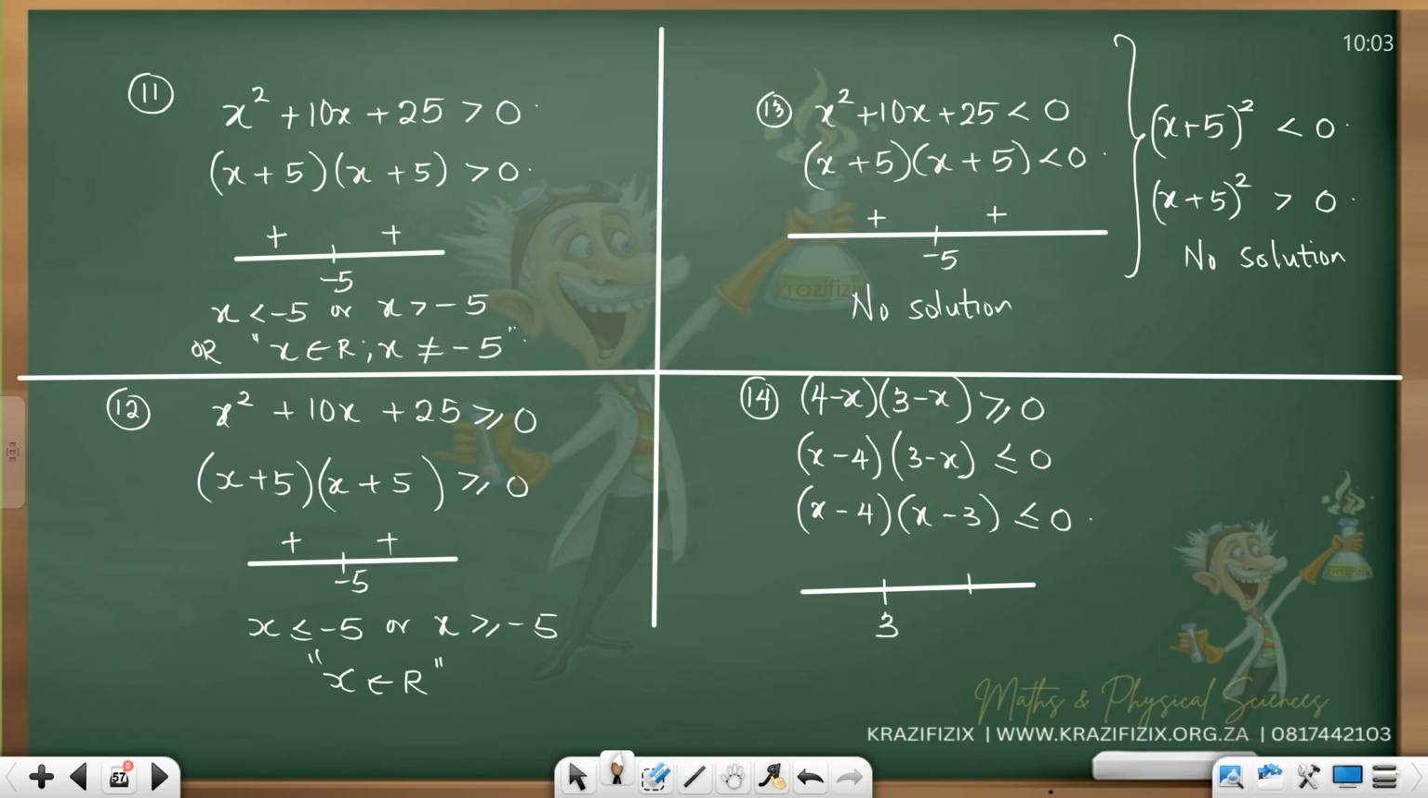Critical values, small critical value and big critical value, plus, minus, plus. Less than 0, we are looking at that point. 3, 4, and that's it. Did it make sense to you all? I said 20 questions, we did 14. I tried, right? I tried. We did 14. I have many more, but we're okay.